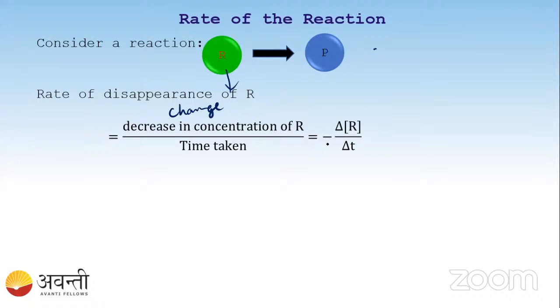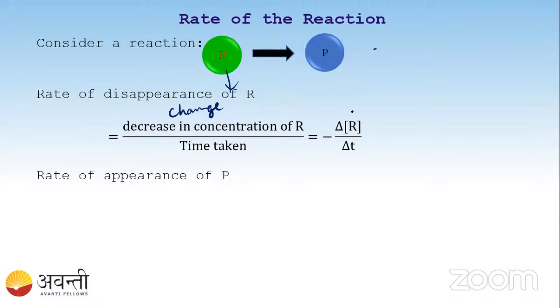So the signs are very, very important. When we are talking about the disappearance of a reactant, the reactant is getting decreased. That means it is going negative, so you have to represent it with a minus. So always, rate of disappearance of the reactants will be represented with the negative sign as the reactants are getting decreased. Now let us come to the appearance of P.